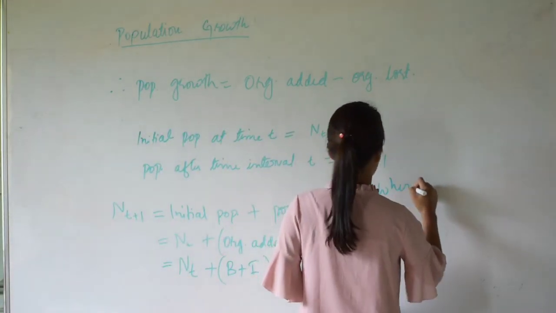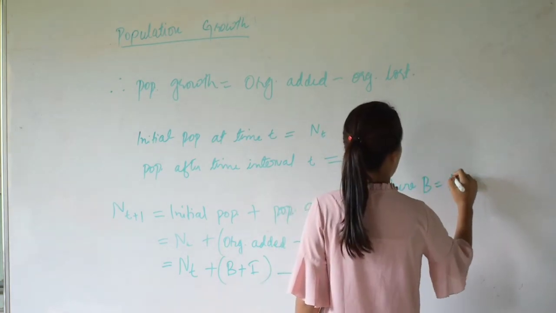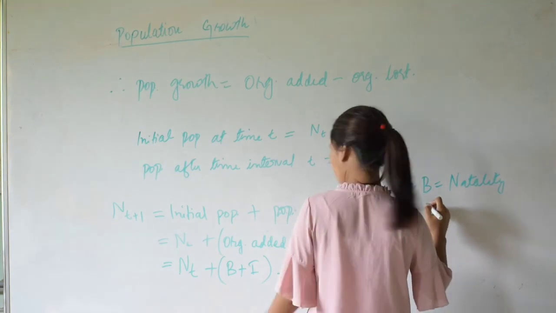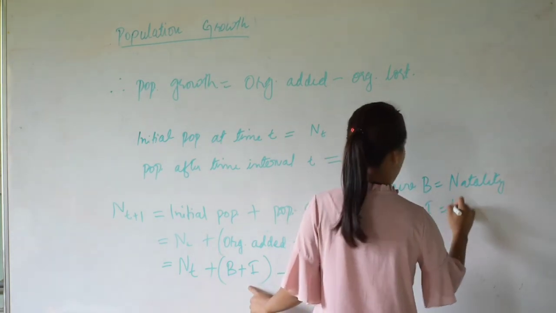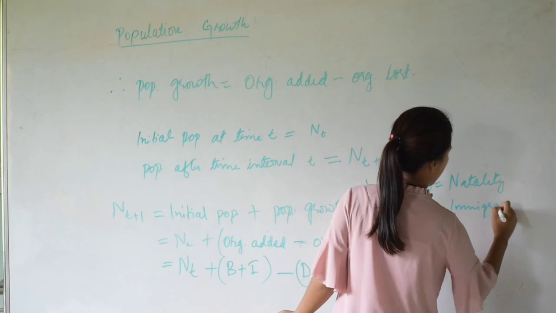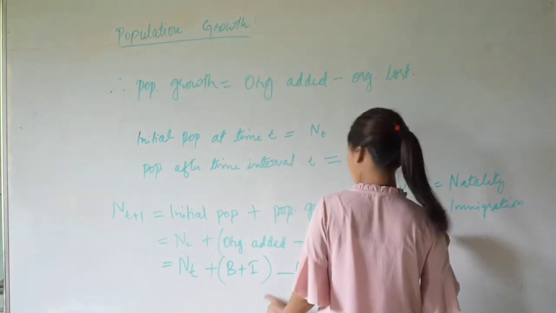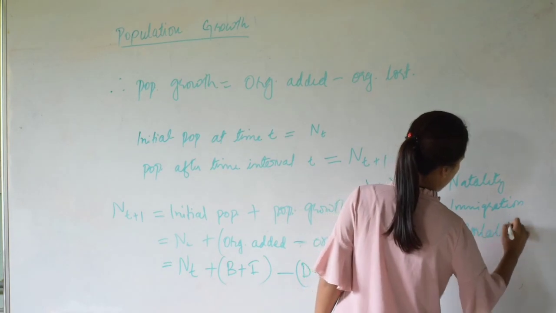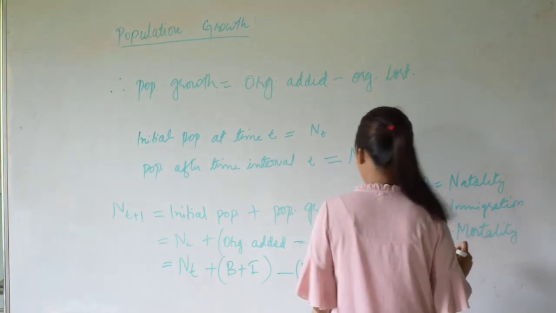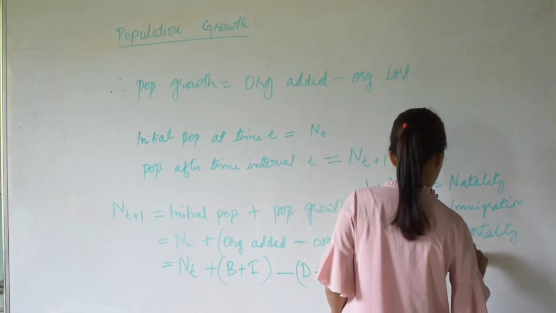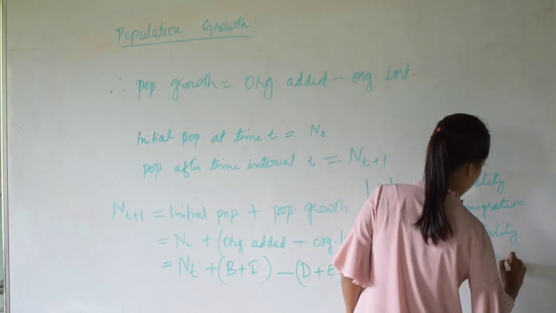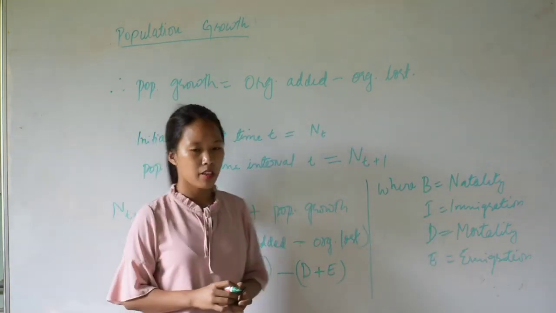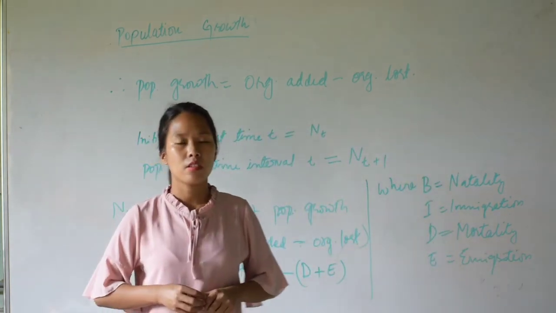So where B is equal to natality, I is equal to immigration, D is mortality, and E is emigration. So this is how we can find out the population growth. Hope you all understood.